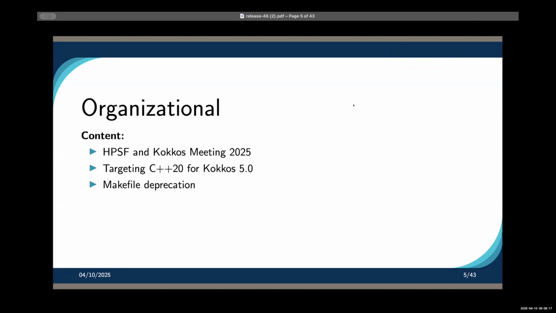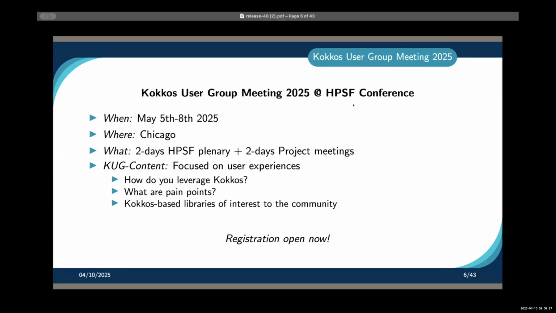Okay, so now things more specific. I'm going to cover the upcoming Kokkos user group meeting and some of the important changes that are coming. If somehow you haven't heard about it yet, next month we will be holding our third Kokkos user group meeting. It will be in Chicago, Illinois. May 5th through the 8th is the HPSF conference, but the Kokkos user group meeting is specifically on the 7th and 8th.